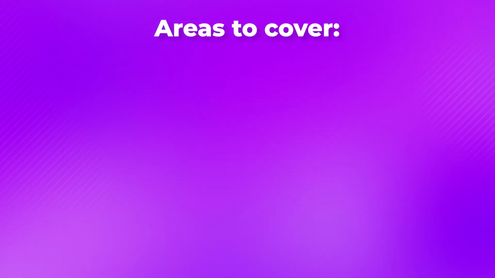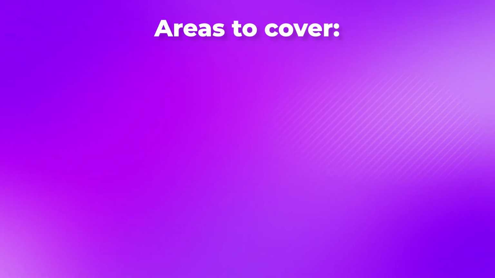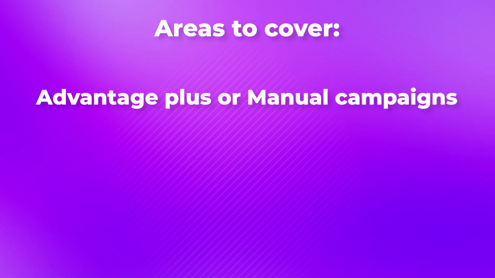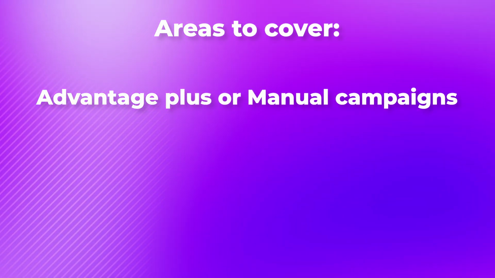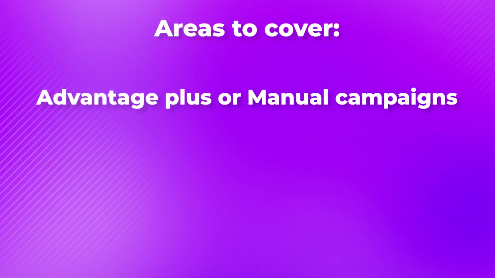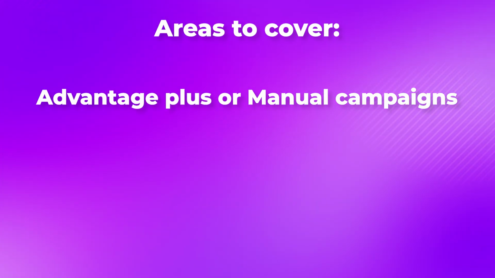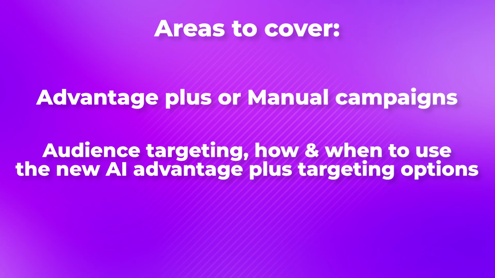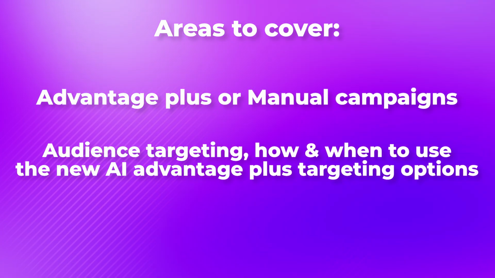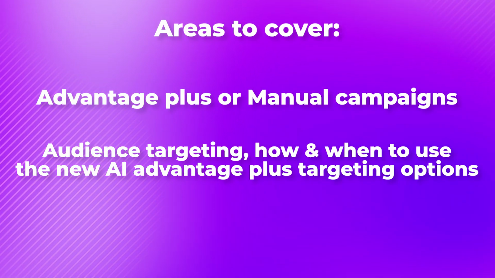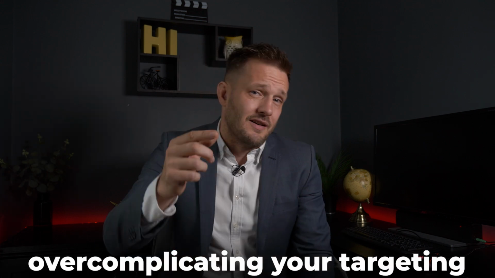Now, the areas that we're going to cover are as follows. So first of all, we're going to talk about the Advantage Plus or manual campaigns. So when you create a new campaign, this is the very first decision that you're going to be asked to make. Then we're going to talk about audience targeting, how and when to use the new AI Advantage Plus targeting options. Now, this bit's really important because lots of you are really overcomplicating your targeting and don't know how to retarget audiences within an Advantage Plus audience campaign. Now, I've done a whole video on this that you can have a look at too.